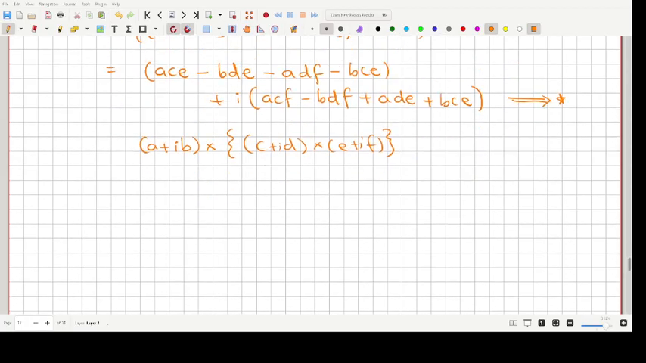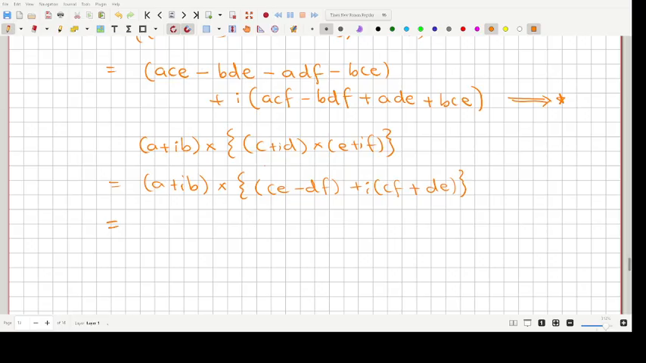Now a plus ib is as it is, and this is multiplied by, let's see what we have here. So ce minus df, that is the real part, plus cf plus de is the imaginary part, correct? And there is an i in front of that, bracket closed over here. And then let's first identify what are the real parts and then the imaginary part respectively.